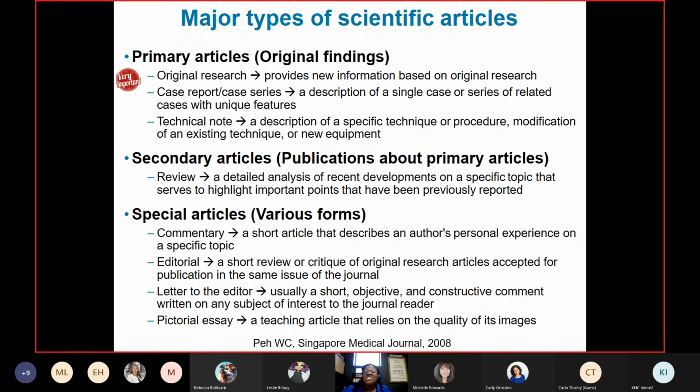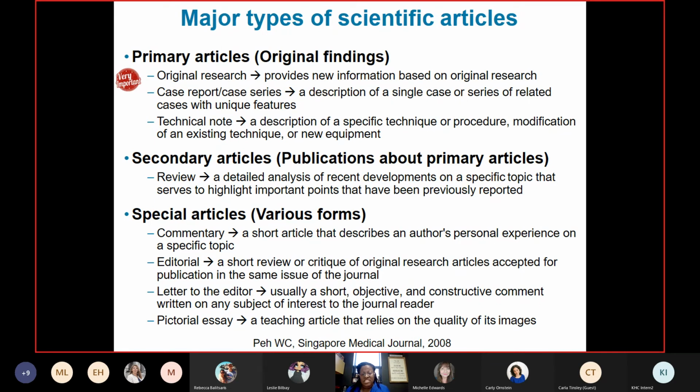There are several major types of scientific articles, and you can think of them as 3 different flavors. We have primary articles, and these are original findings. Then we have secondary articles. These are publications based on primary articles, so they're kind of like a summary. And then we have special articles, which can take various forms. So let's talk a little bit more about these different types of scientific articles that you would see lung cancer research appear in.